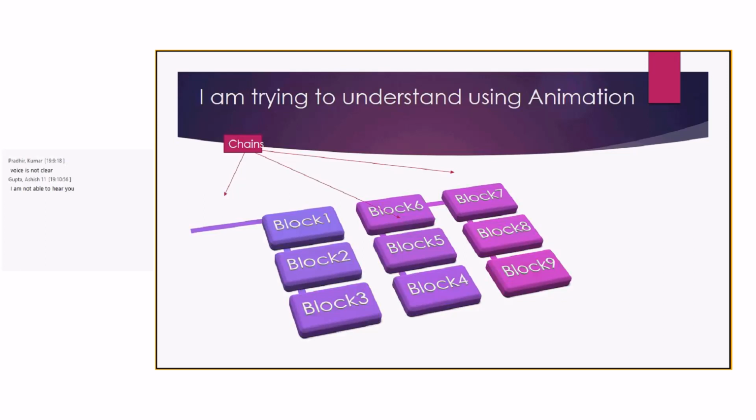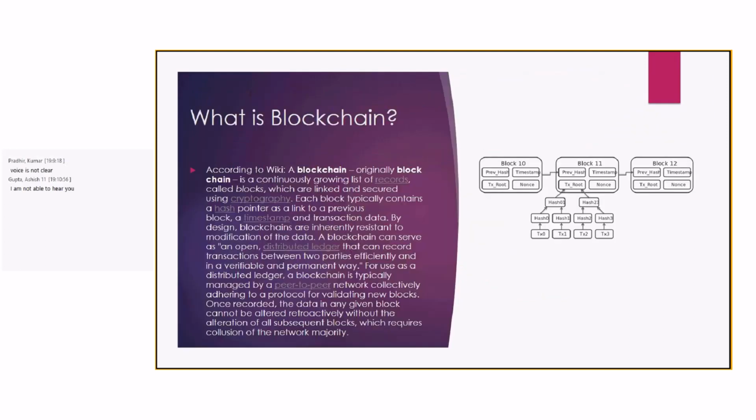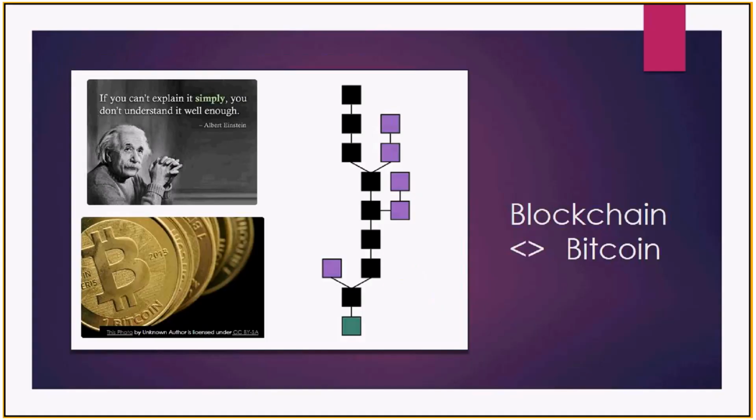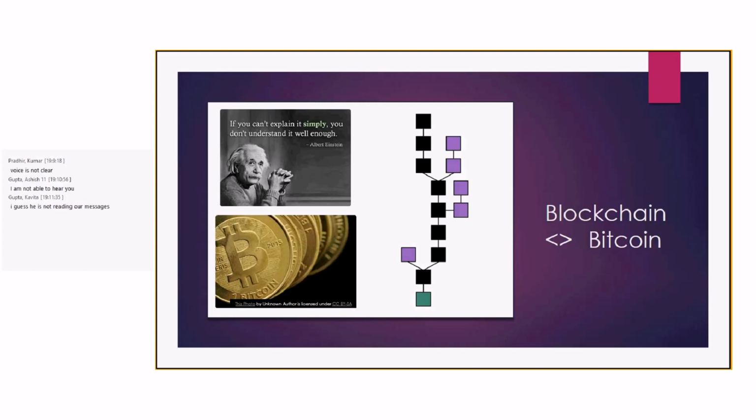Let me first give you an understanding that blockchain is not Bitcoin. Blockchain is the technology on which Bitcoin operates. So it is like the internet, on which email is used as the transactional medium. In the same way, blockchain is a technology, and Bitcoin is one of the offerings of the blockchain. So first of all, do not get confused between Bitcoin and blockchain.